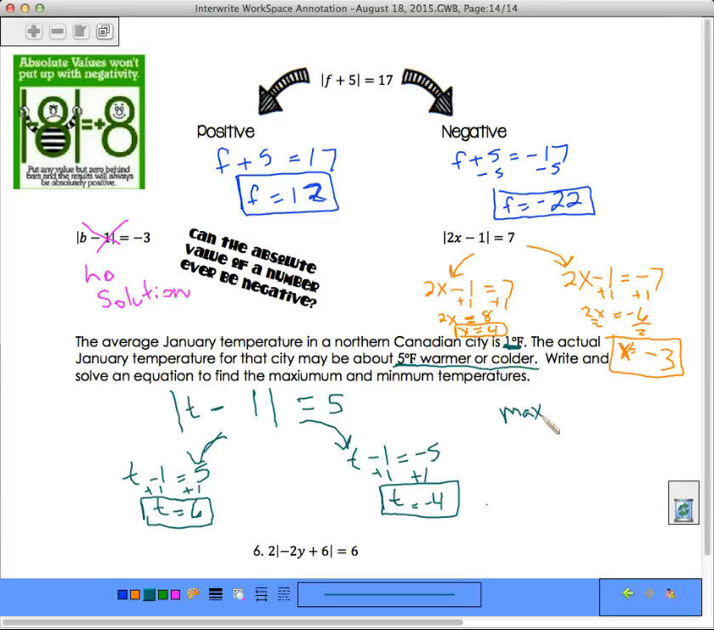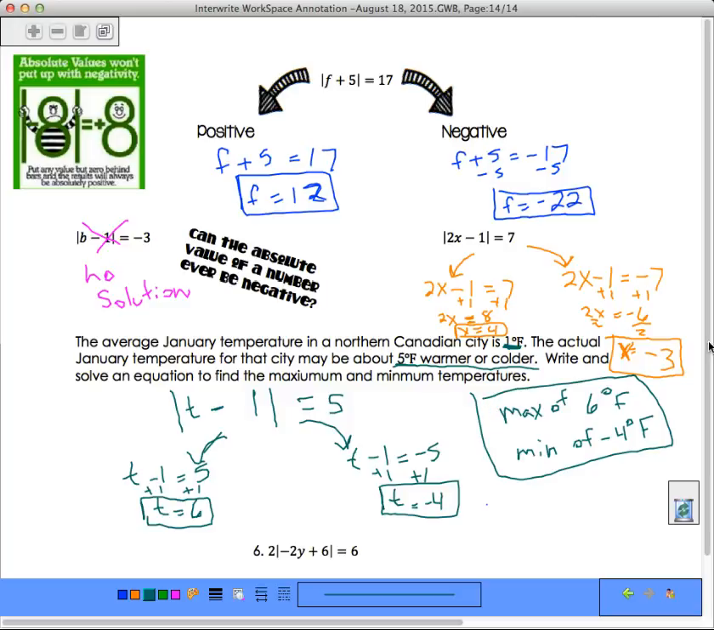And I would just say a max of 6 degrees Fahrenheit and a minimum of negative 4 degrees Fahrenheit. So we always have to make sure we answer a question with a label. We were talking about degrees here. So there's my final answer.